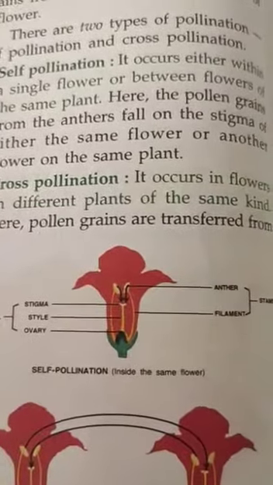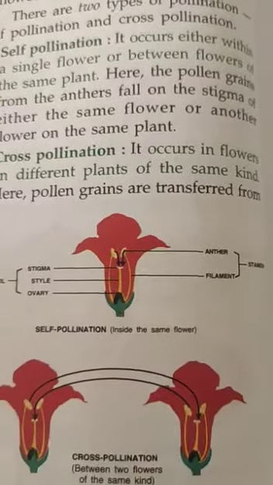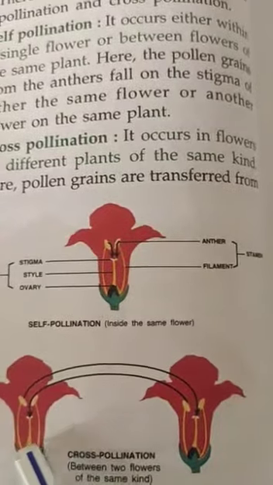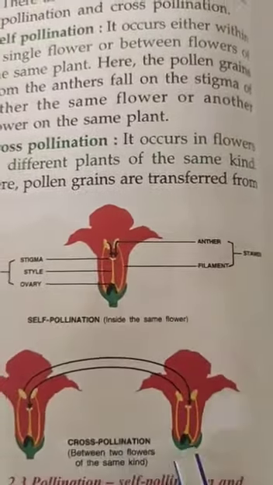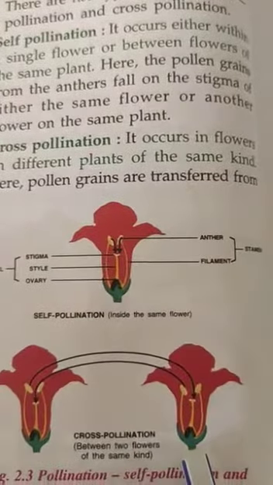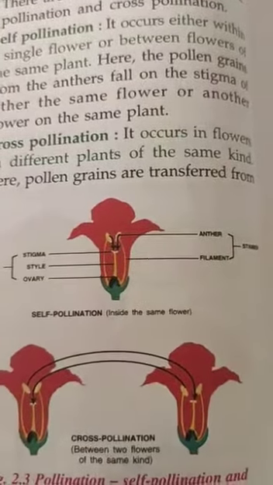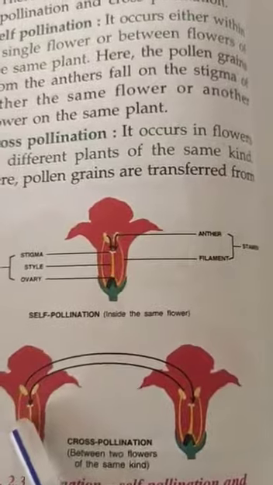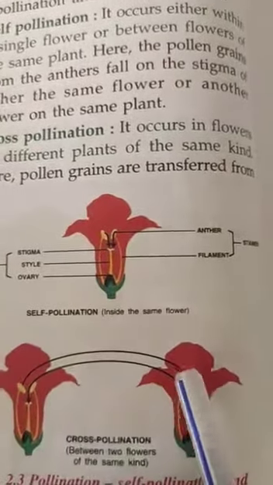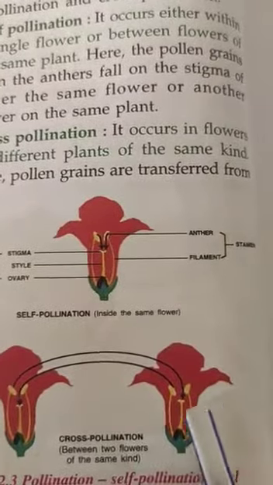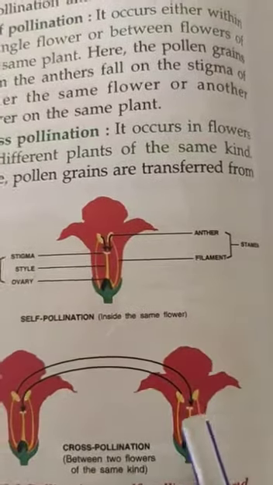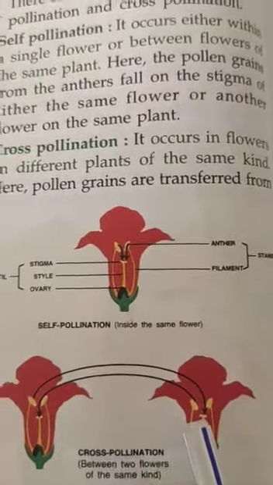But in cross-pollination, the pollen grain is transferred from one flower to another flower which is borne on a different plant of the same kind. For example, a China rose flower's pollen grain is transferred only to the flower of another China rose plant, so within the same species of the flower.